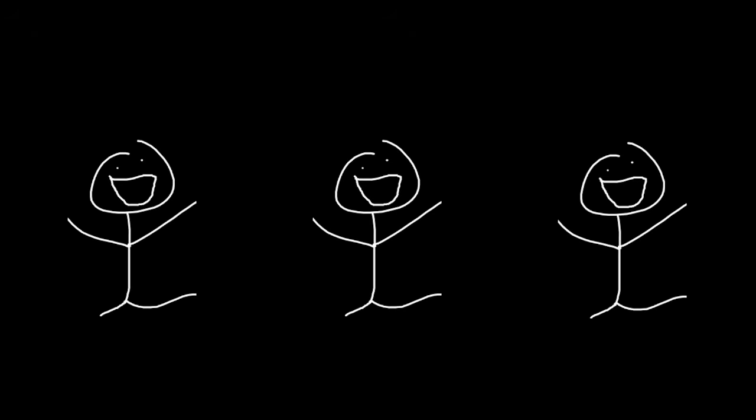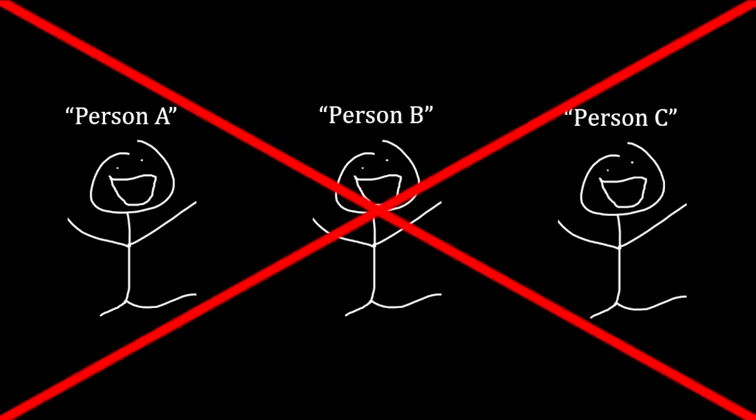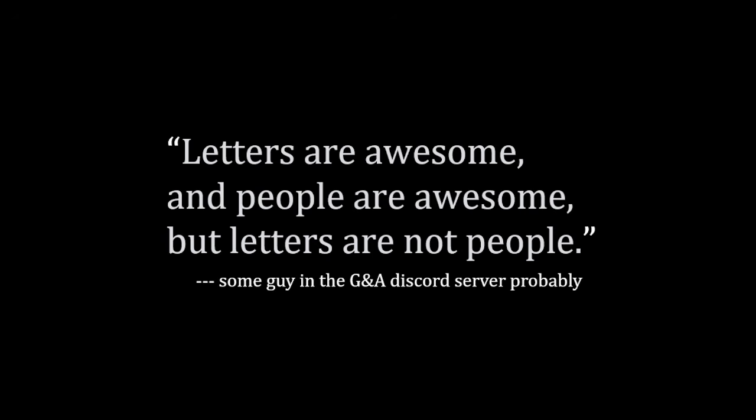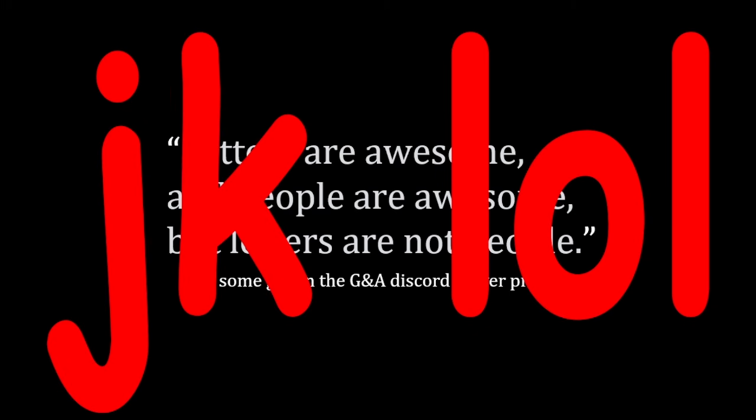Hey look, 3 people! Now in English we can refer to them as person A, person B, and person C respectively, but in Kaher that feature is removed entirely! Why? Because letters are awesome and people are awesome, but letters are not people. Okay, just kidding, we still have this feature. But we don't just call those 3 people Guy Ak, Guy Bu, and Guy Ku. No. Instead, the first person is called Guy Hu, and the second person is called Guy Ru, because those 2 letters are God.